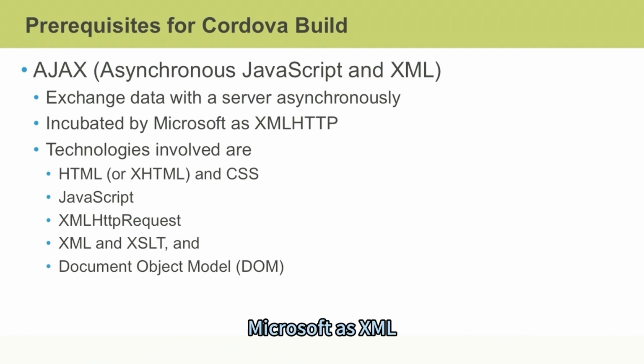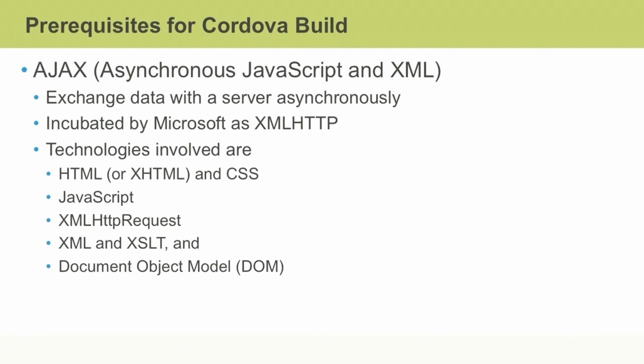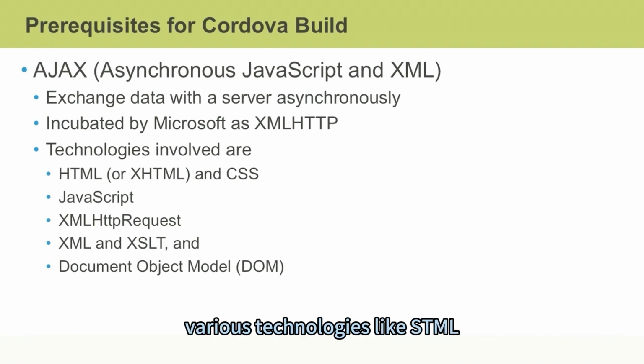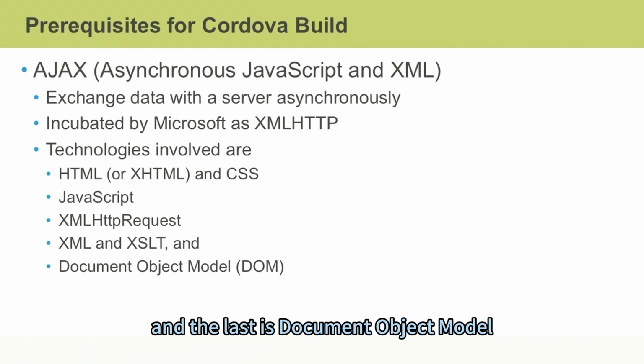Microsoft as XML. A CDP in the Outlook web app originally incubated this. As a matter of fact, AJAX is a collaboration of various technologies like HTML or XHTML and CSS, JavaScript, XML HTTP request, XML and XSLT. And the last is the document object model.